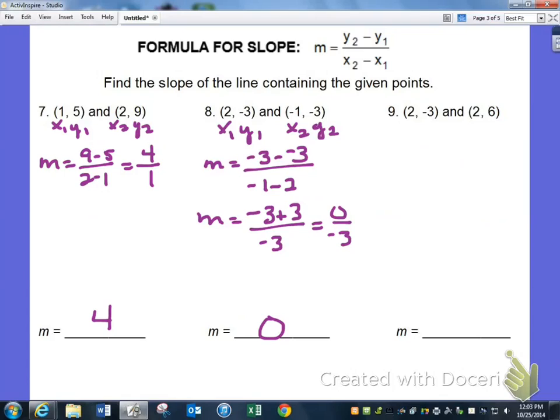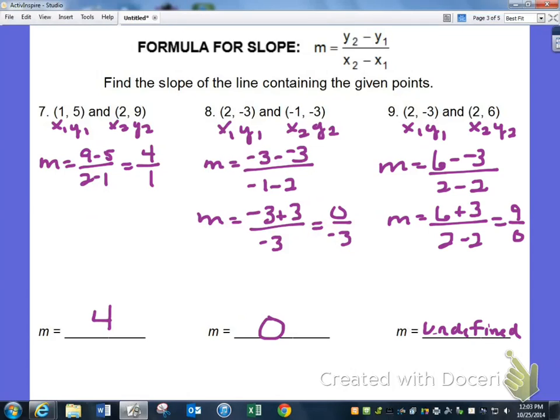Okay, I got 0 for my slope because I ended up with 0 over -3, which is 0. So this one is a horizontal line. Let's try number 9 on your own. See what you get. Press pause. Okay, I ended up with 9 over 0, which you are not allowed to have a 0 in a denominator, so I got undefined. This one would have been a vertical line.